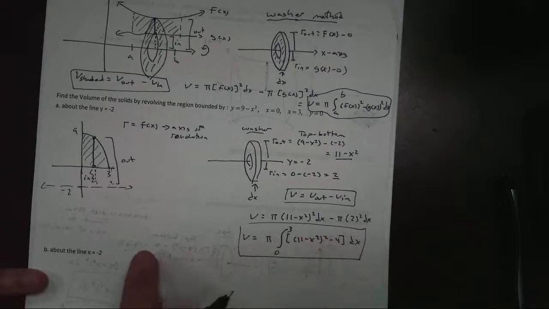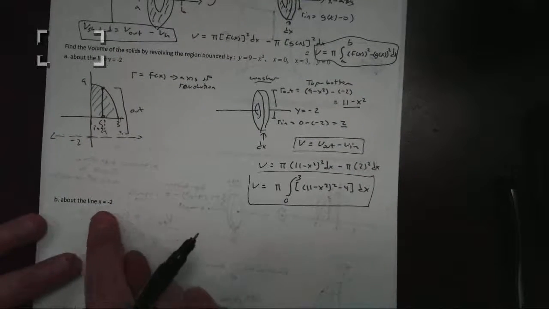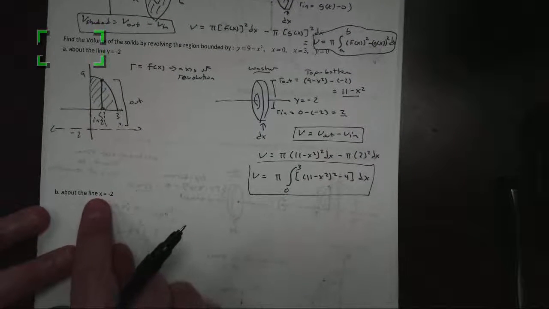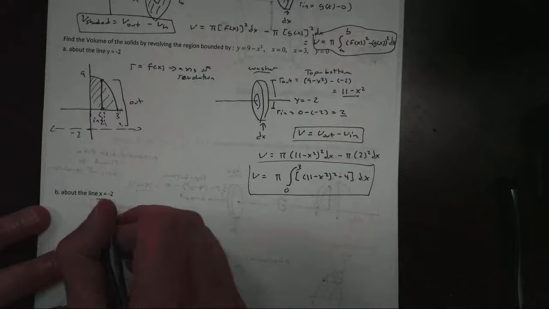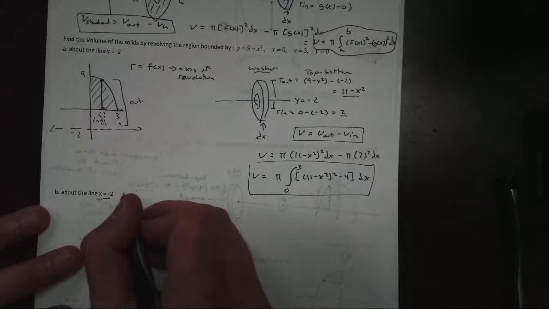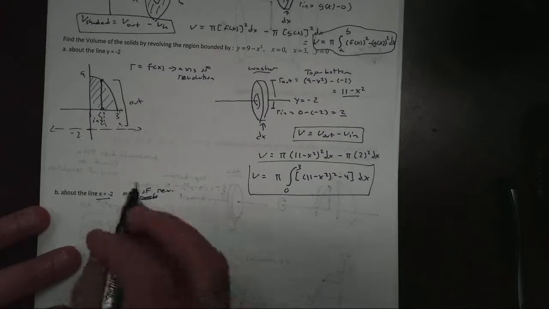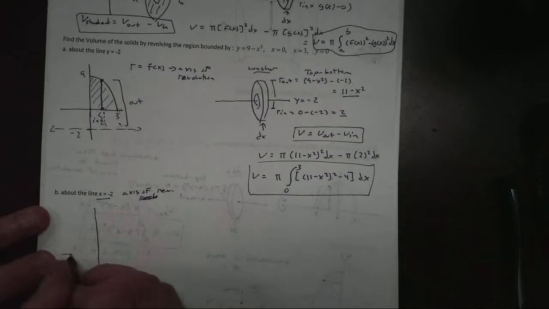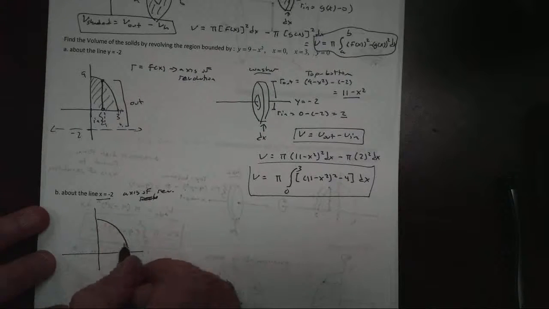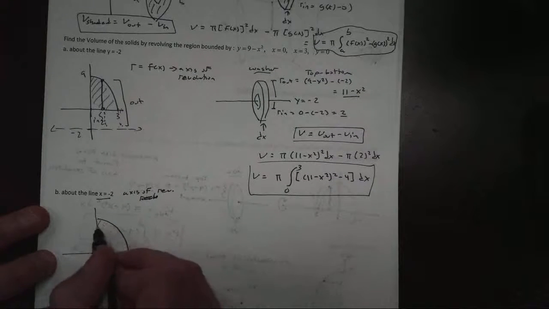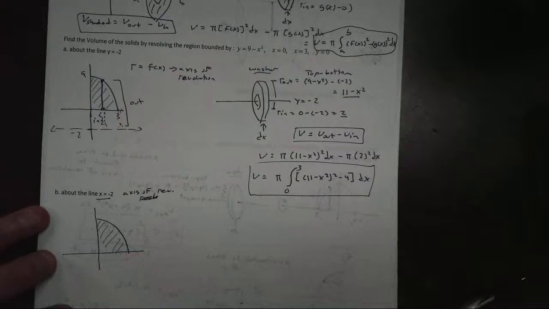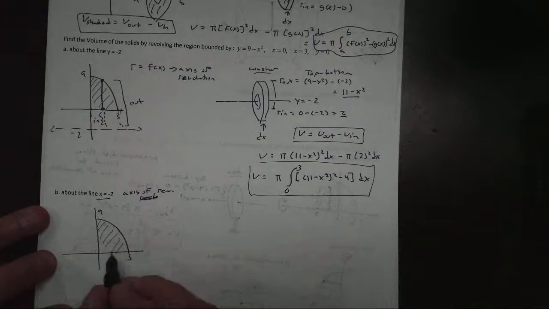So let's take a look at it horizontally this time. Now we're going to revolve it about the line x equals -2. So this is our axis of revolution. If I draw out the figure again, the same figure as before, here's our graph. That's the region we're going to shade. There's 9, there's 3. But this time we're going to go about the line x equals -2.